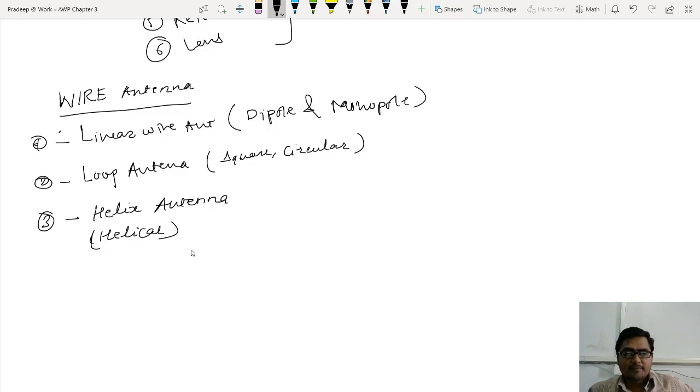See, the structure of a helix antenna will be like this. I told you to imagine a spring, nothing else. Imagine an inductor. That's what a helix antenna, or helical antenna, is.